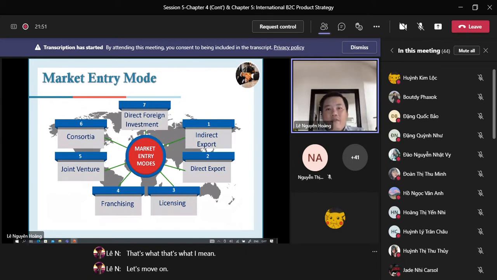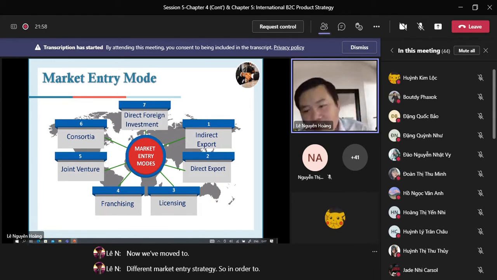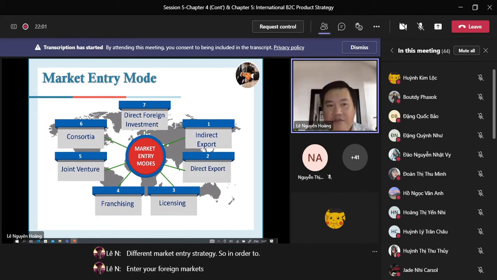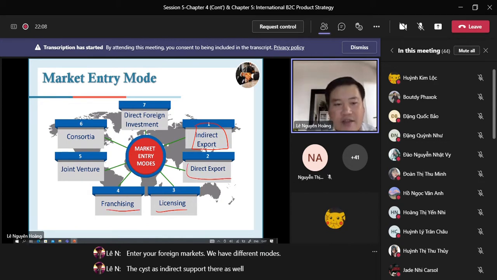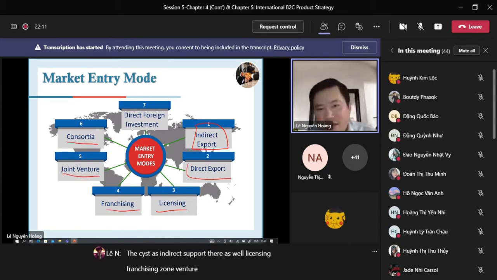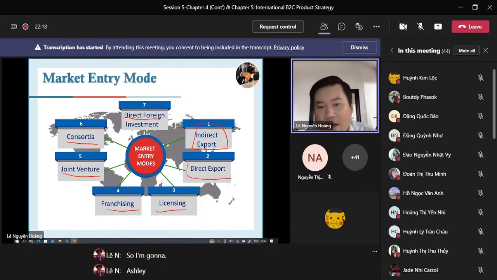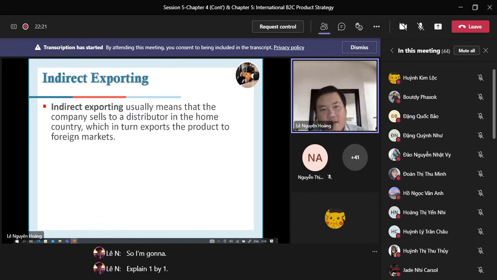Now we've moved to different market entry strategies. In order to enter a foreign market, we have different modes, such as indirect export, direct export, licensing, franchising, joint venture, consortium, and finally direct investment. I'm going to explain them one by one. The first international market entry mode is called indirect exporting.